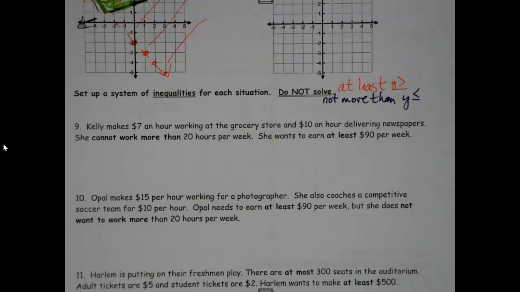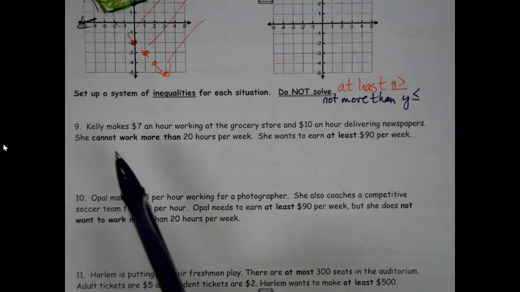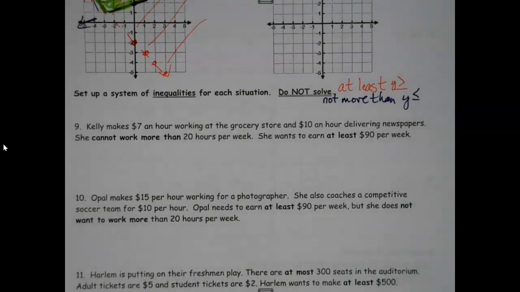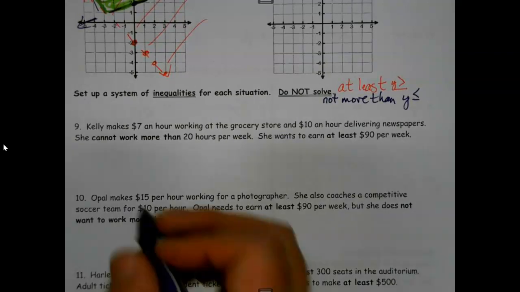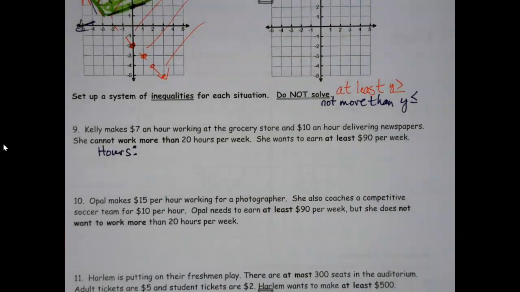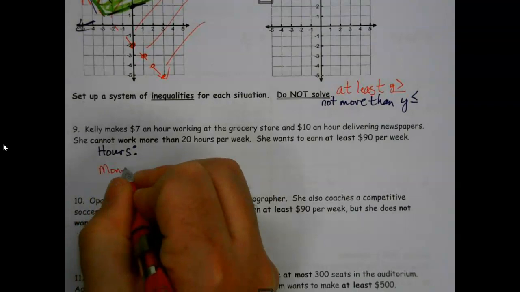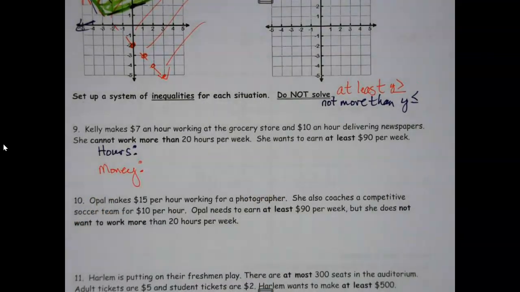And so when I'm doing these, I start to look and I'm like, okay, Kelly makes $7, man, this must be old, $7 an hour working at the grocery store and $10 an hour delivering newspapers. She cannot work more than 20 hours per week. She wants to earn at least $90 per week. So we're going to need an hours inequality and we're going to need a money inequality.